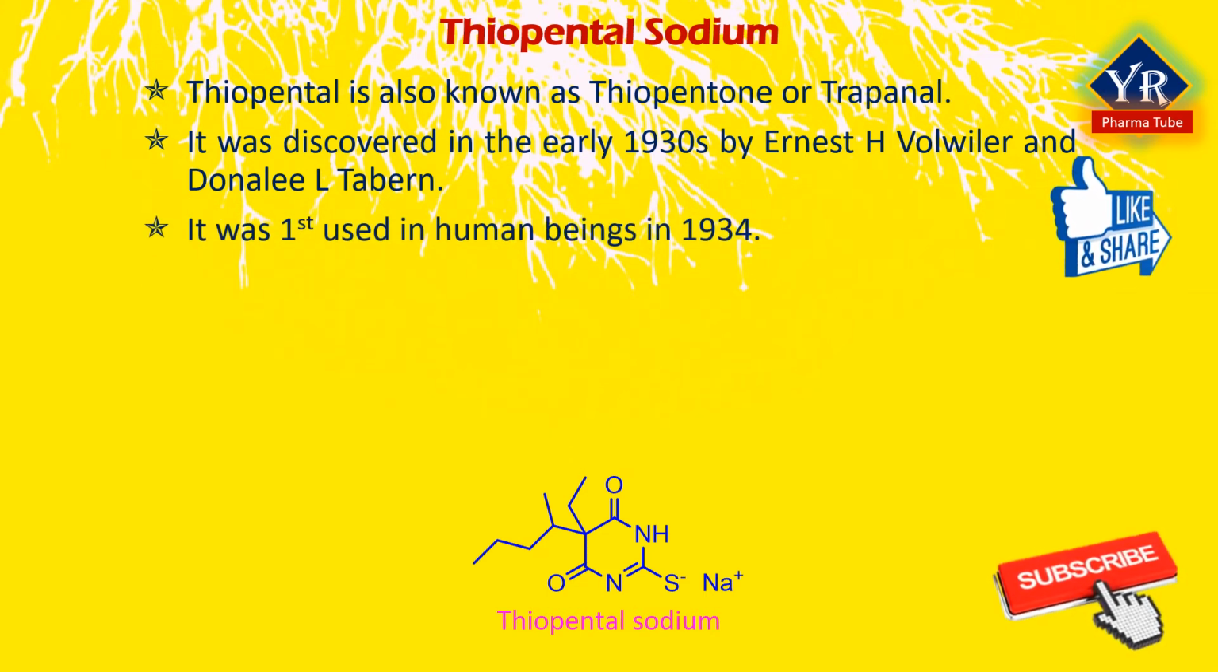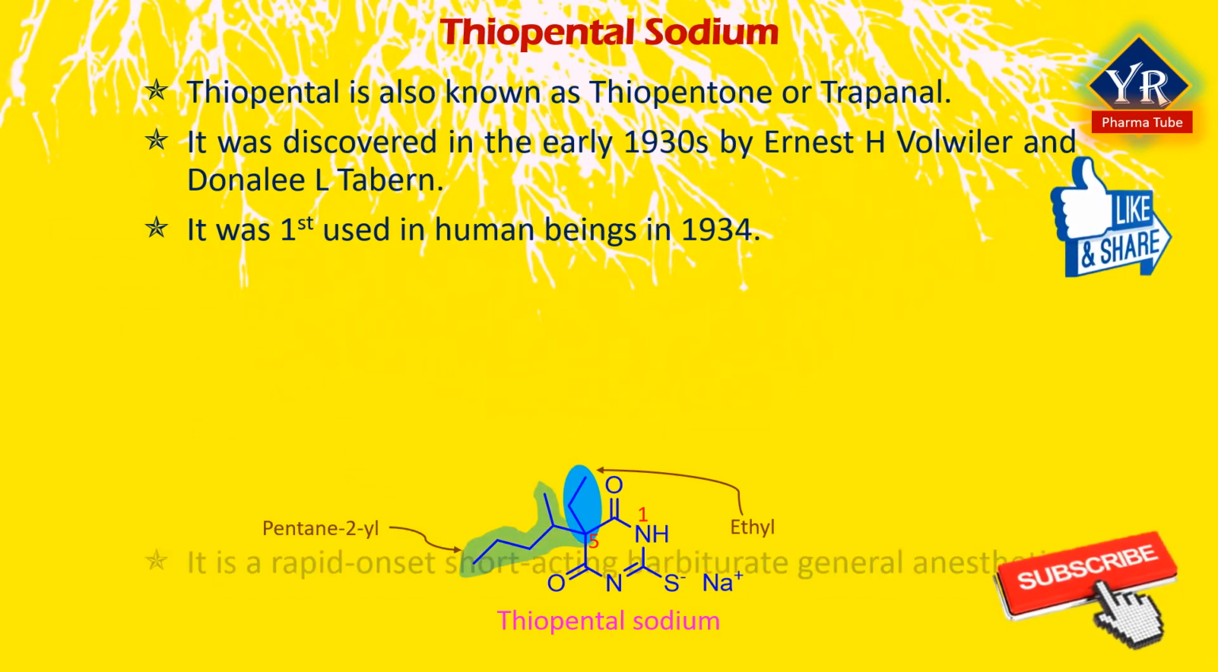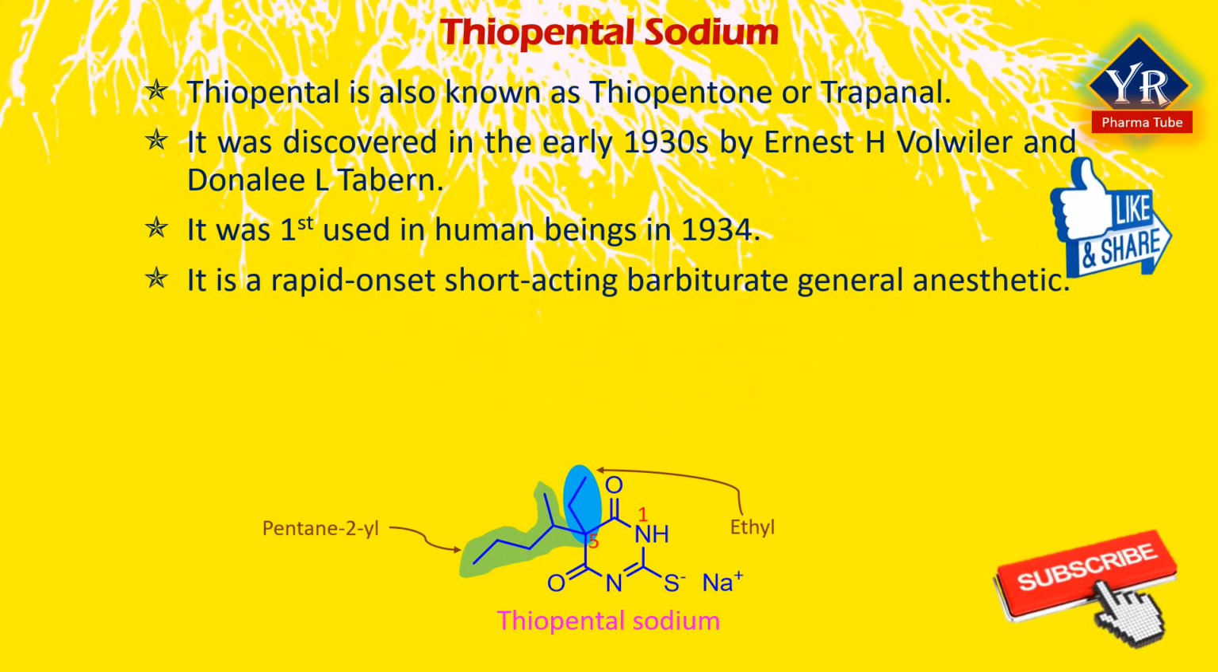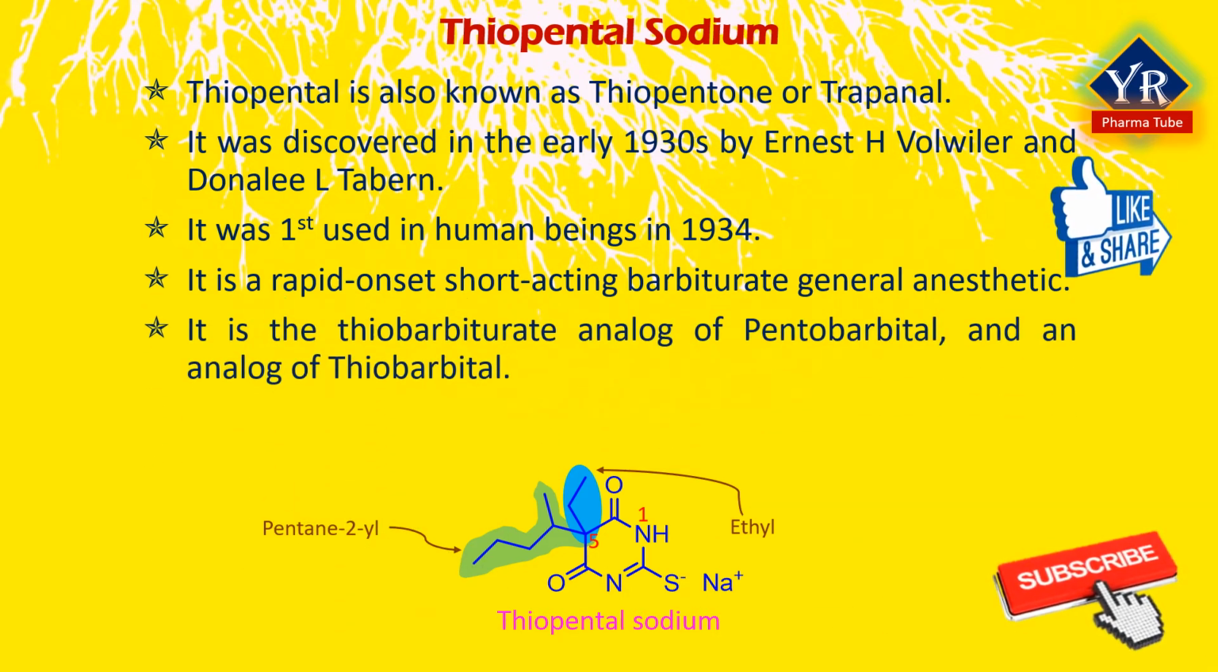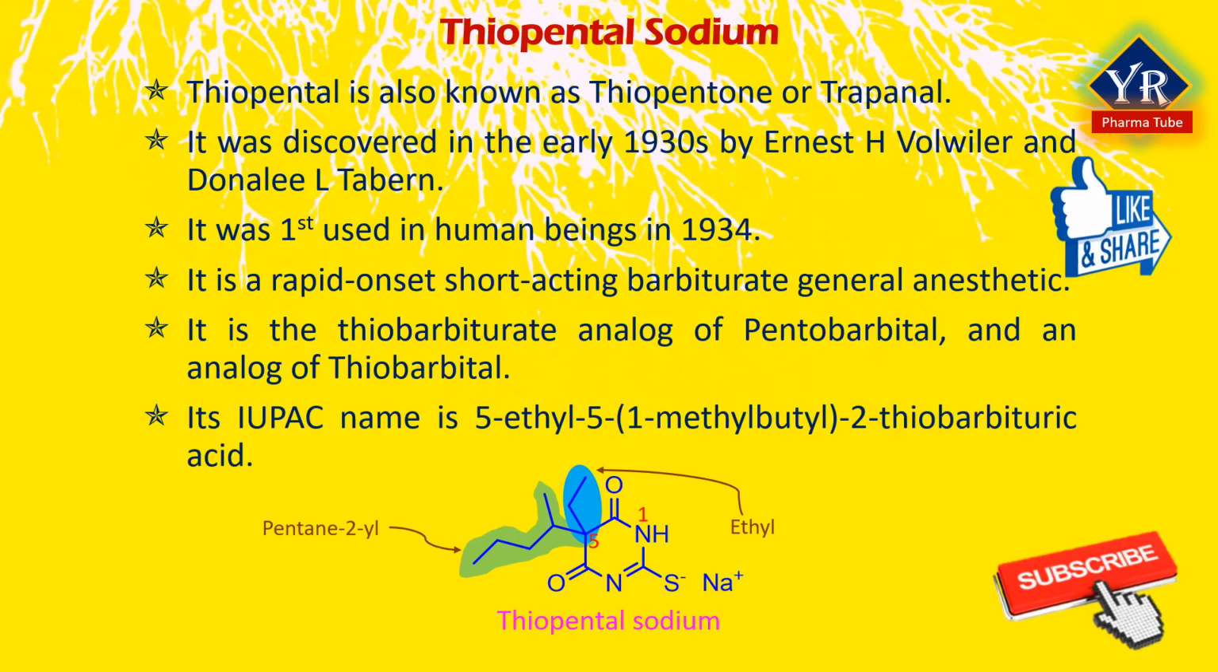Thiopental is a barbiturate, the structure of which is that of 2-thiobarbituric acid substituted at C5 by ethyl and secondary pentyl groups. It is a rapid onset ultra short acting barbiturate general anesthetic. It is the thiobarbiturate analog of pentobarbital and an analog of thiobarbital. Its IUPAC name is 5-ethyl-5-(1-methylbutyl)-2-thiobarbituric acid. Thiopental sodium is a mixture of thiopental sodium and anhydrous sodium carbonate.